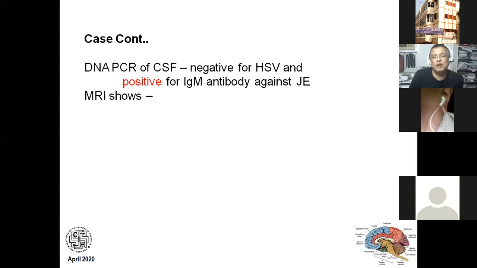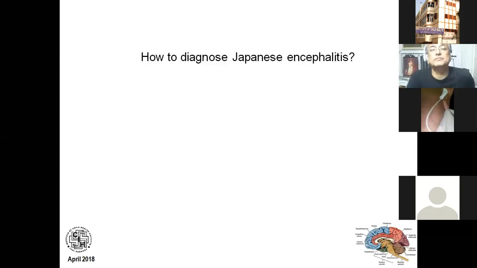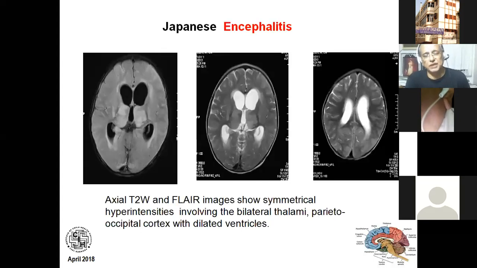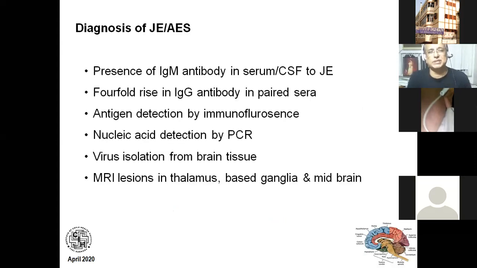So coming back to our case, which we left long behind, the DNA PCR of the CSF has come. It is negative for HSV, but it was positive for IgM viral antibodies against Japanese encephalitis. And the MRI showed symmetrical hyperintense involvement of bilateral thalami, parieto-occipital cortex, and dilated ventricles. So this is definitely Japanese encephalitis. And how do we diagnose Japanese encephalitis?